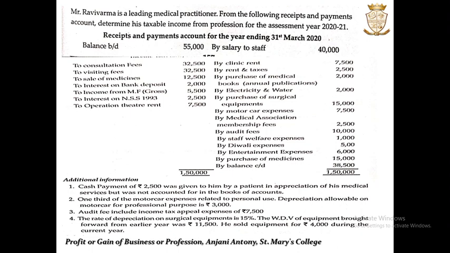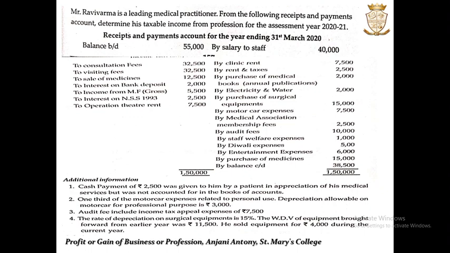Clinic rent is the rent and taxes, purchase of medical books, electricity and water, purchase of surgical equipment, motor car expenses, medical association membership, audit fees, staff welfare expenses, Diwali expenses, entertainment allowances, purchase of medicines, and the balance carried down will be 3,80,500 rupees. And cash payment of 2,500 was given to him by a patient in appreciation of his medical service, but not accounted for in the books of accounts. So 2,500 has been credited to this Mr. Ravi Verma, but it is not accounted, which means we need to add this 2,500 as income.